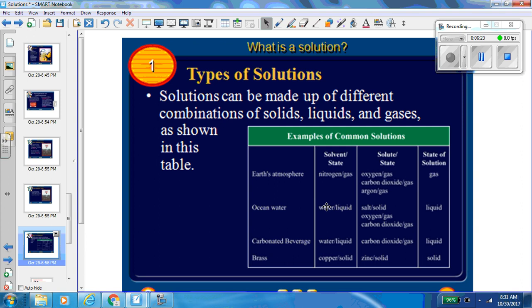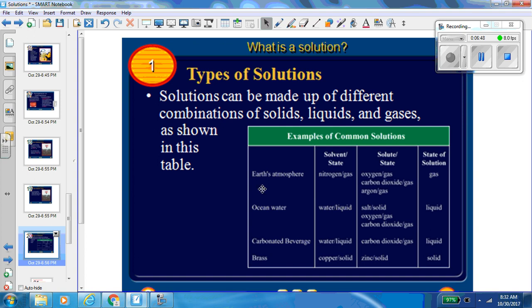Okay? You can also have solutions like ocean water, which is very similar to salt water. That would be water being your solvent, which is a liquid, and then something like salt, which is a solid, that's your solute, as well as oxygen and carbon dioxide gases that are found in ocean water as well. So this one would be a liquid, solid, gas type solution. And then of course the state of the solution is a liquid.